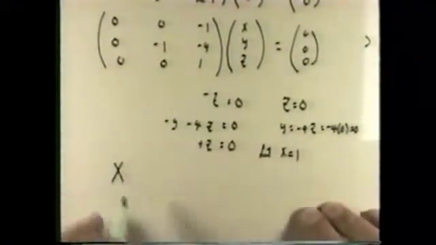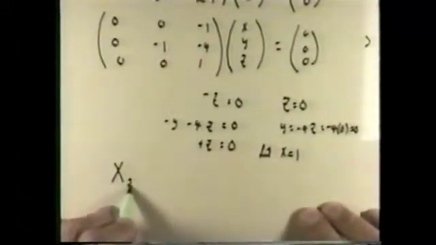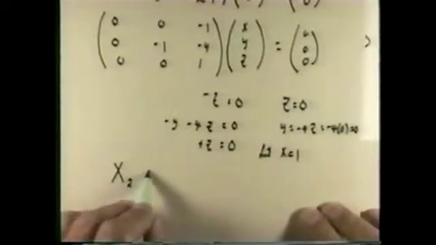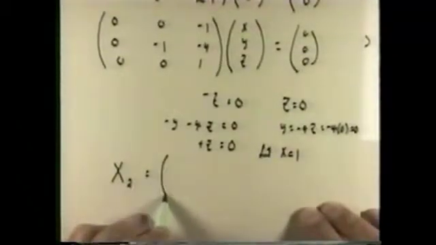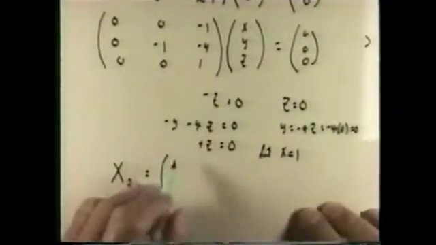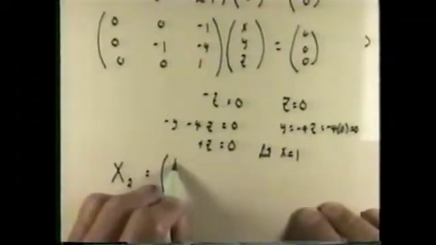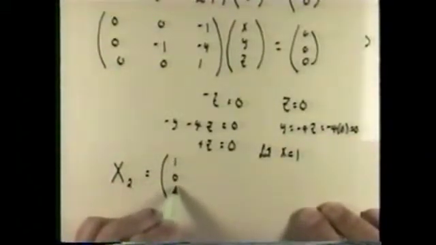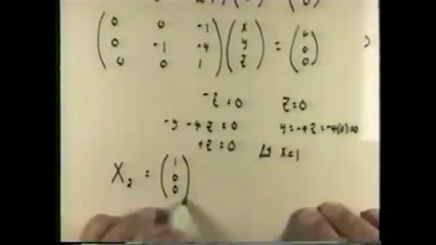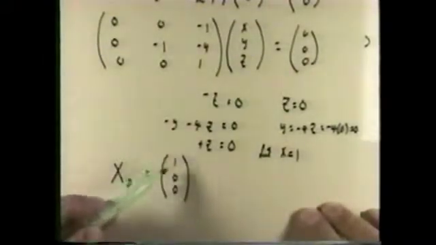So the eigenvector corresponding to the eigenvalue 2 can be the column matrix 1, 0, 0. Now I just let x be 1. This could be any number really.